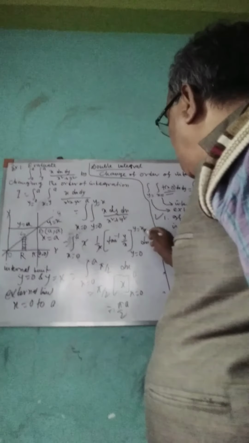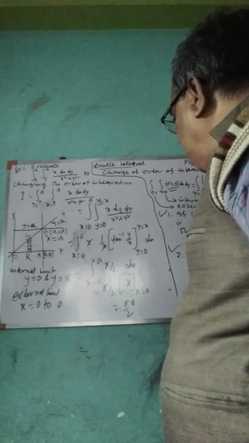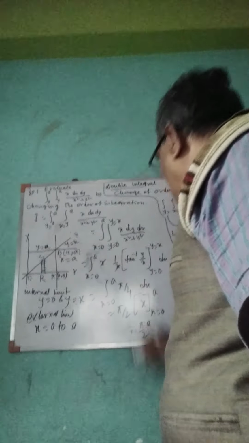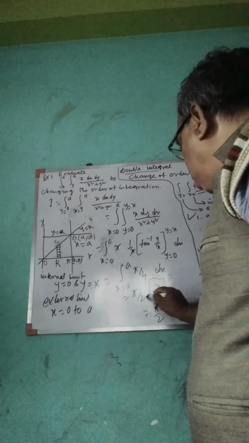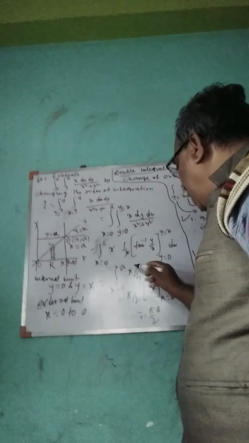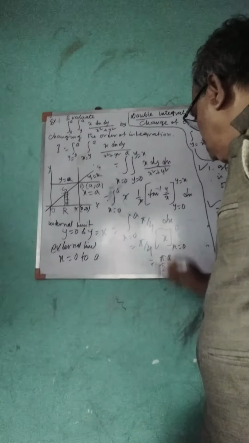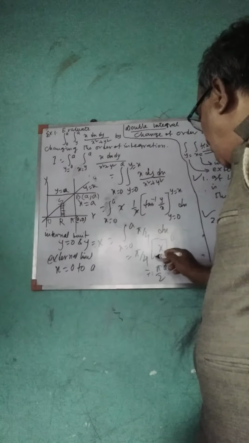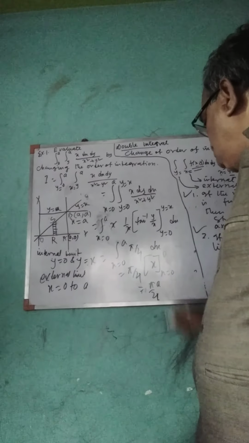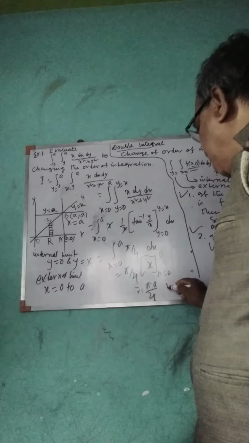But the answer is actually pi a by 4, so here is a mistake. I made a mistake here. Tan inverse 1 means pi by 4. I had written pi by 2 by mistake. It is pi by 4. So upper limit minus lower limit, that is pi a by 4 is the answer of this.